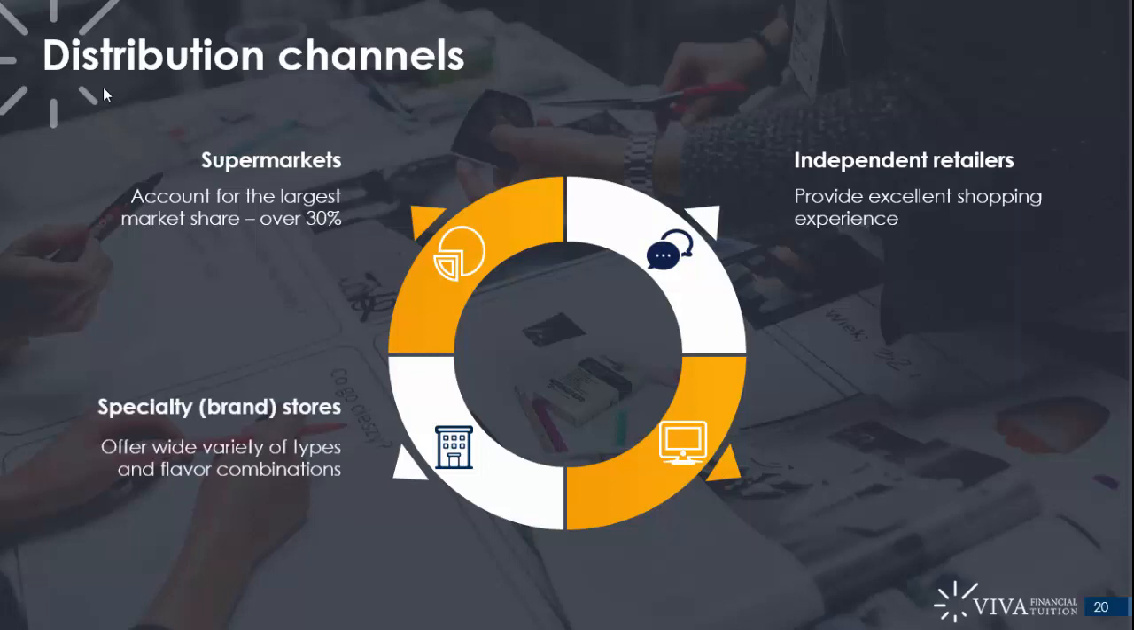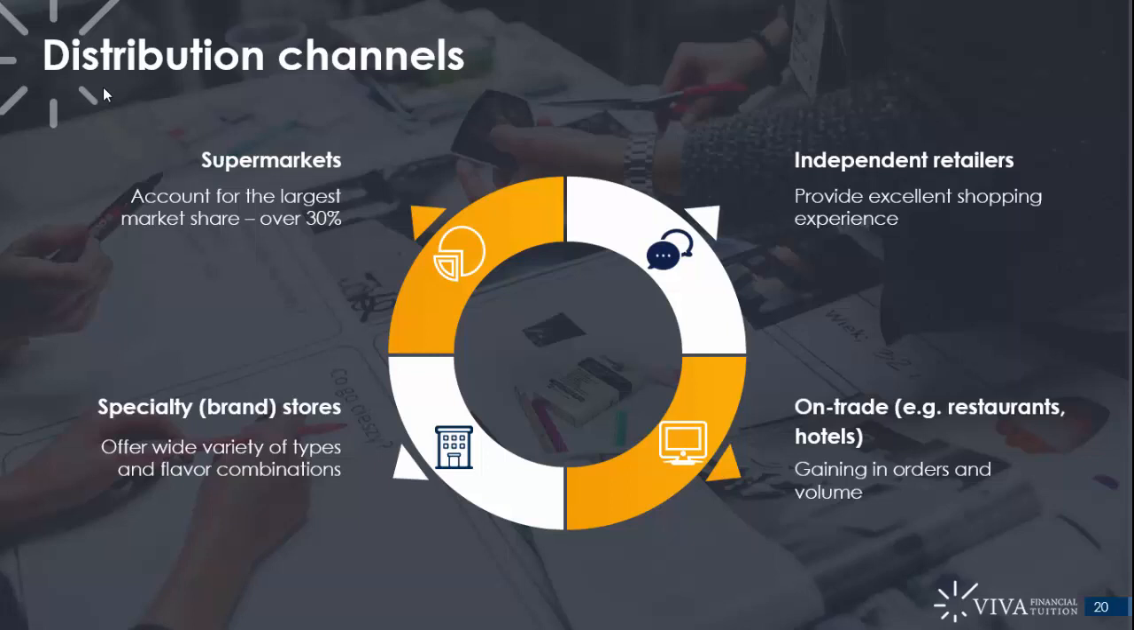Then we've specialty brand stores. These are the own brand stores of particular coffee pod and capsule manufacturers and companies. You might think, for example, of the Nespresso stores that you see in prominent locations in urban areas. And the advantage here is they offer a much wider variety of types and flavour combinations, and they tend to have all of the latest and most innovative flavour types and combinations in those stores.